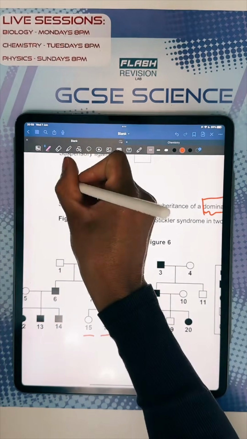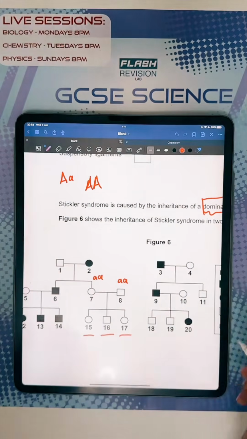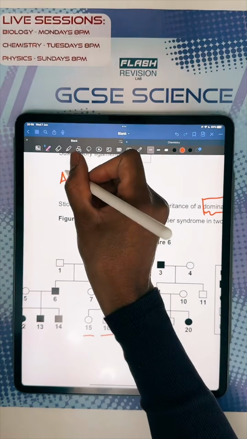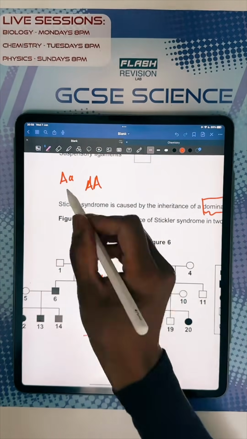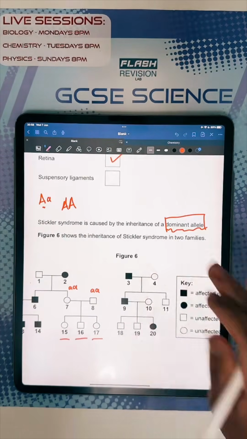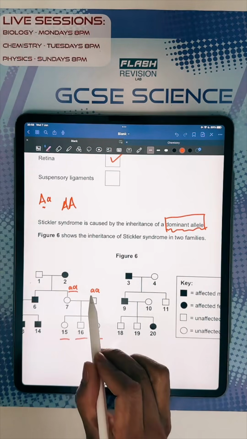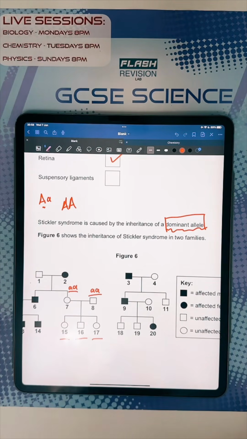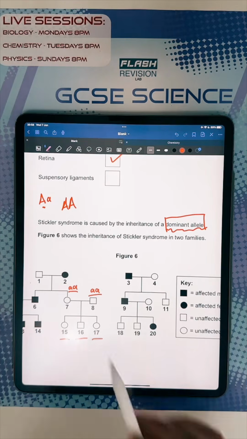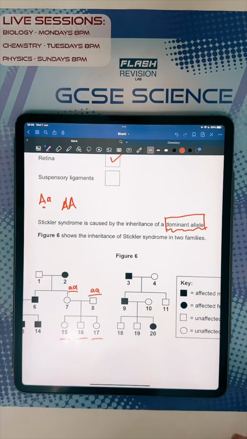They can't be big A, small a. They definitely are not big A, right? Because they don't have the disease. They're not big A, small a, because that would mean they have the disease, because this disease is dominant. The only way they don't have the disease is if both are recessive. Homozygous means both alleles are the same. Heterozygous means they're both different.